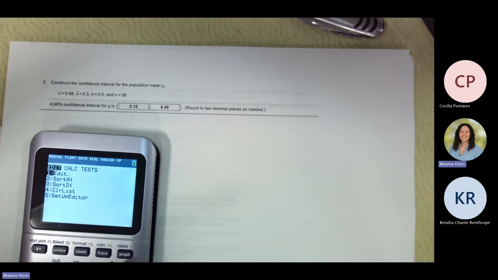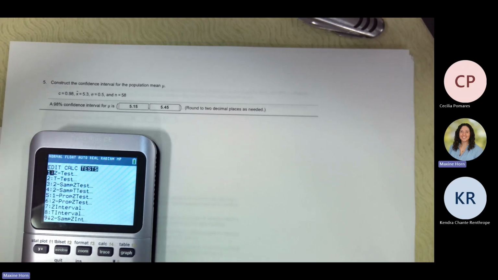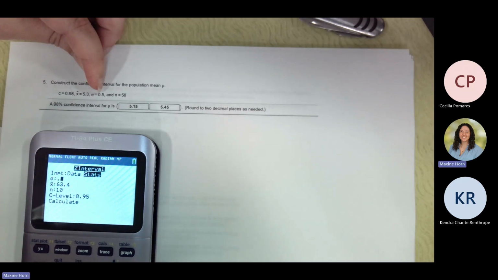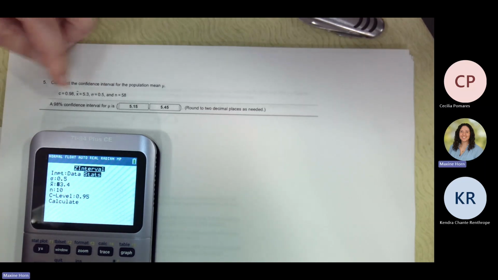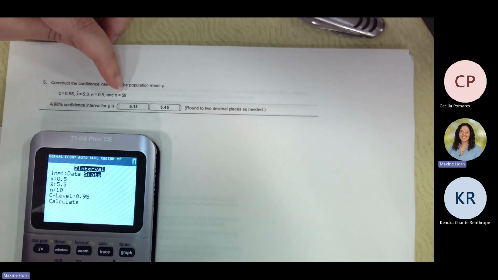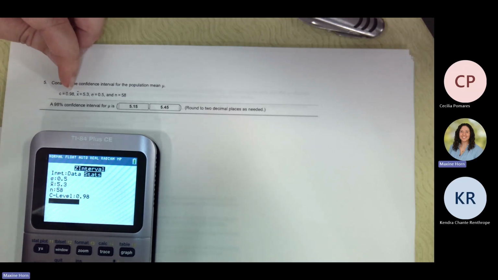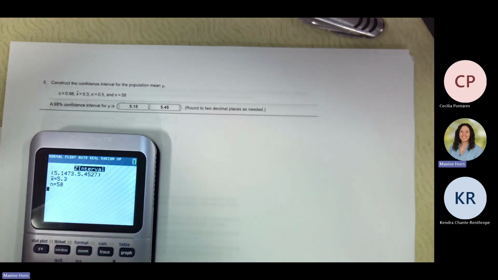Again, we go to Stat, we go to Tests, and our z-interval is number 7. All right, so population standard deviation is 0.5. Sample mean is 5.3. N, or sample size, is 58. And our confidence level is 0.98. And it spits out our confidence interval. So we can be 98% confident that the population mean is between these two values.